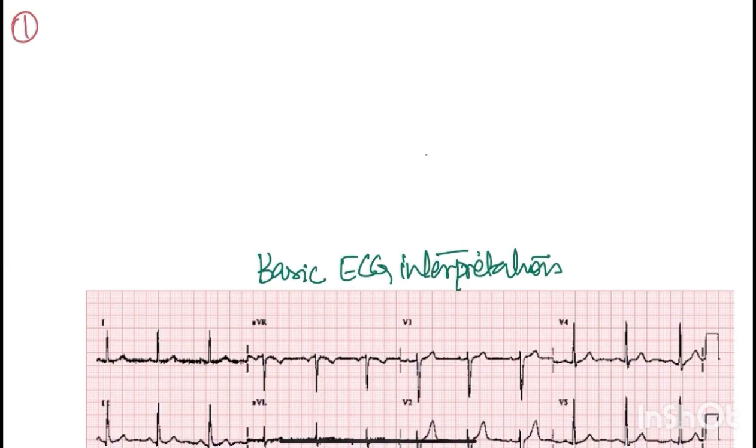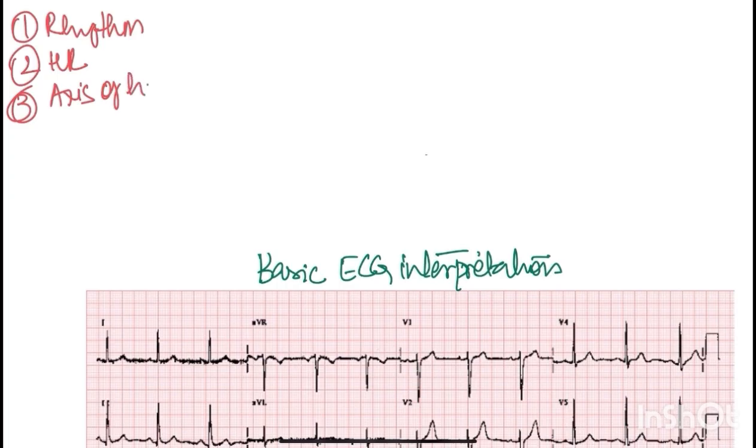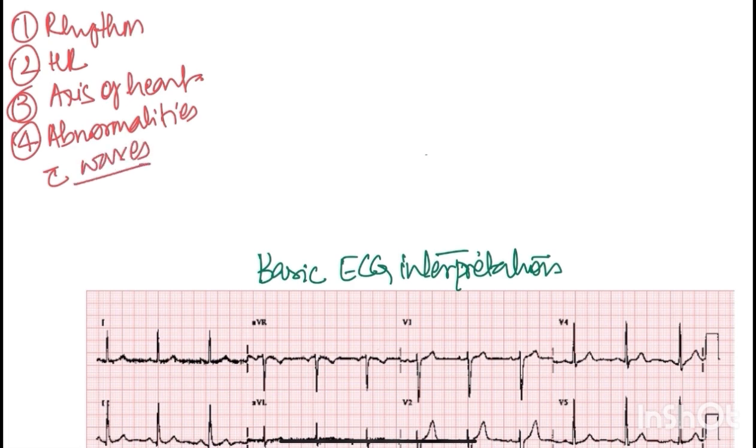So we can check the rhythm of the heart, we can check the heart rate, the axis of the heart, or any sort of abnormalities with waves. So now each of these would indicate a certain type of pathology with the heart. We will see each of them in detail in the coming section.